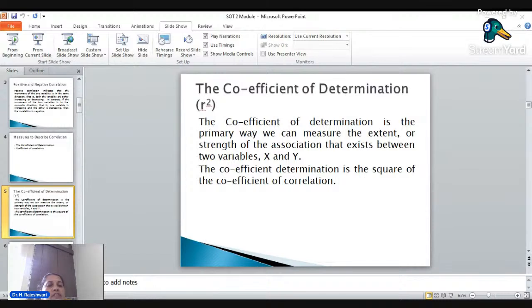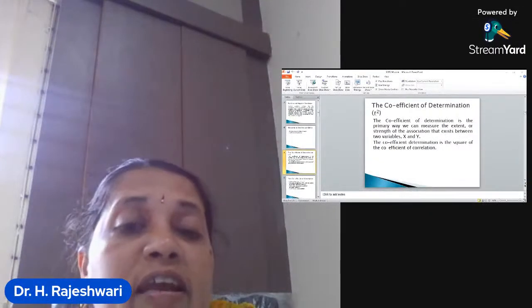The coefficient of determination is the square of the coefficient of correlation. That is, the coefficient of determination is the primary way we can measure the extent of the strength of the association that exists between the two variables x and y. Here we are not considering the minus or the positive value. We are not finding out whether the two variables are positively linked or negatively linked. Here we are interested to know whether they are strongly linked or weakly linked.